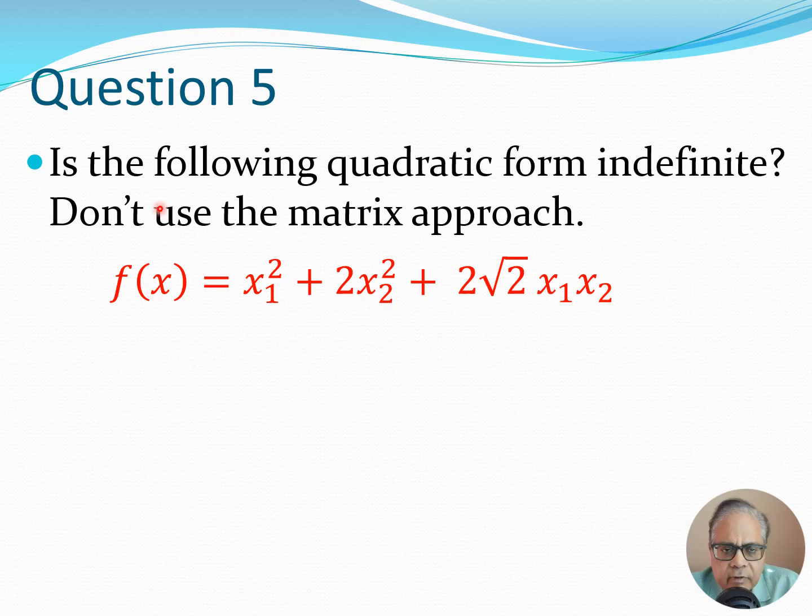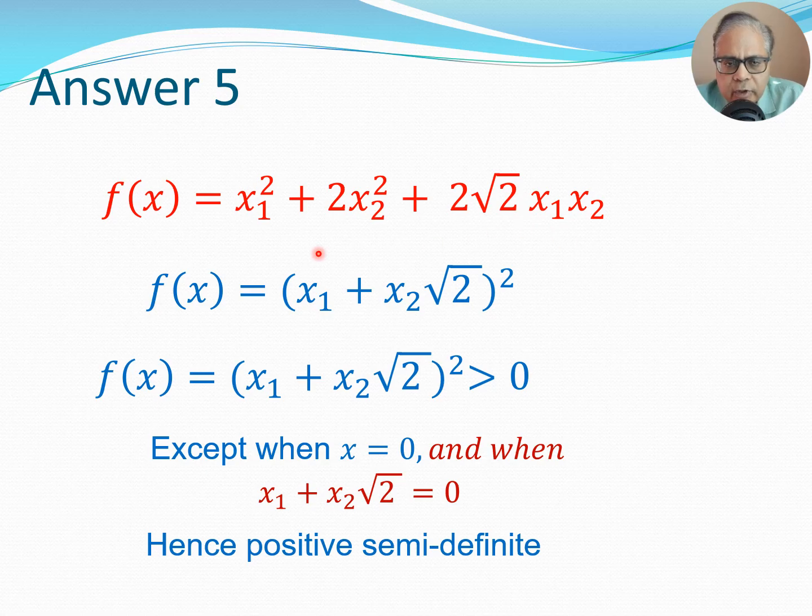Now let's look at question number 5, which is: is the following quadratic form indefinite? And again, it mentions here that we shouldn't use the matrix approach because that's what we did previously. So let's take a look at this quadratic form given here and try to see what is its form or what is its type. Now, if you take a look at this function, you will clearly see that this is a square. And so if I remember the formula (a plus b) square is a square plus 2ab plus b square, then I can write f of x as (x1 plus x2 root 2) square.